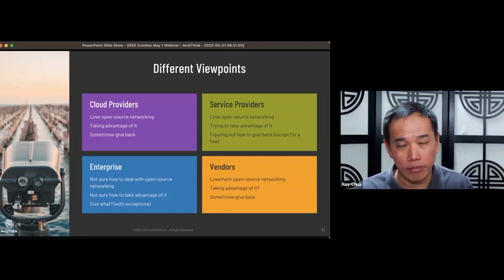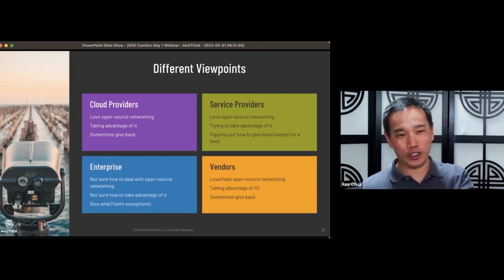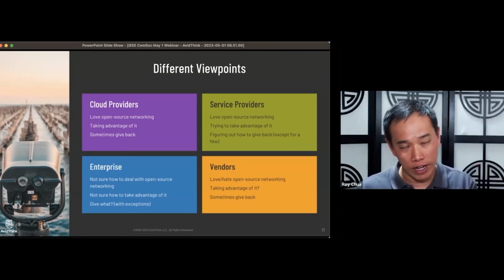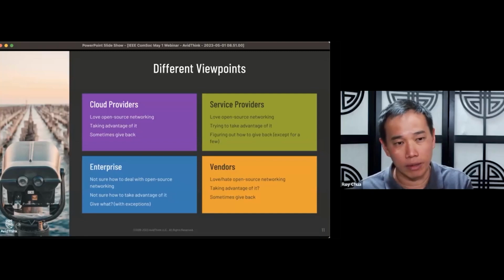Cloud providers, they love it, they use it, leverage it. Sometimes they give back, sometimes they don't. And it's not just open source networking, it's true of other kinds of open source as well, right? Database technology, other technologies. Service providers, they like open source networking. Why? Because number one, they get something for free. Number two, they use it as a leverage point or as a negotiating bargaining chip with the vendors. It's like a discount coupon, right? Hey, I got an open source alternative. Cisco, Juniper, Huawei, give it to me cheaper, right? Because, hey, I have an open source alternative, right?